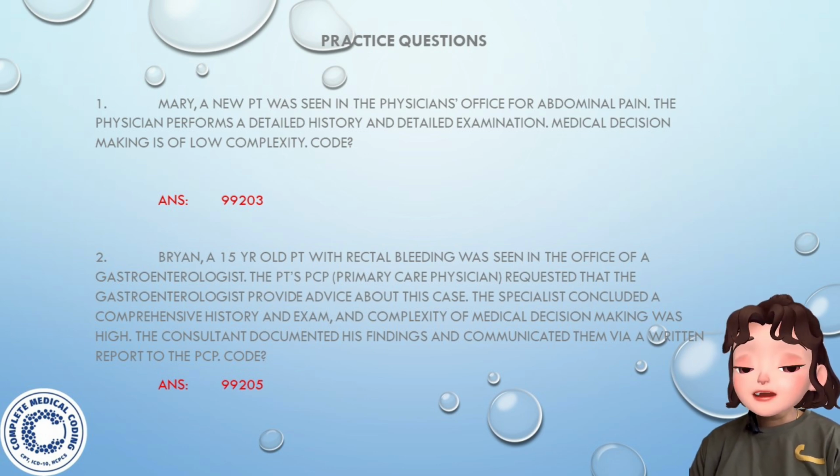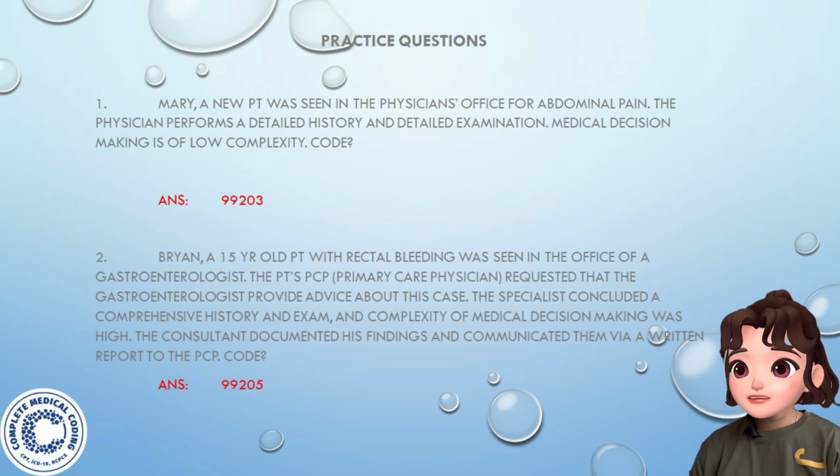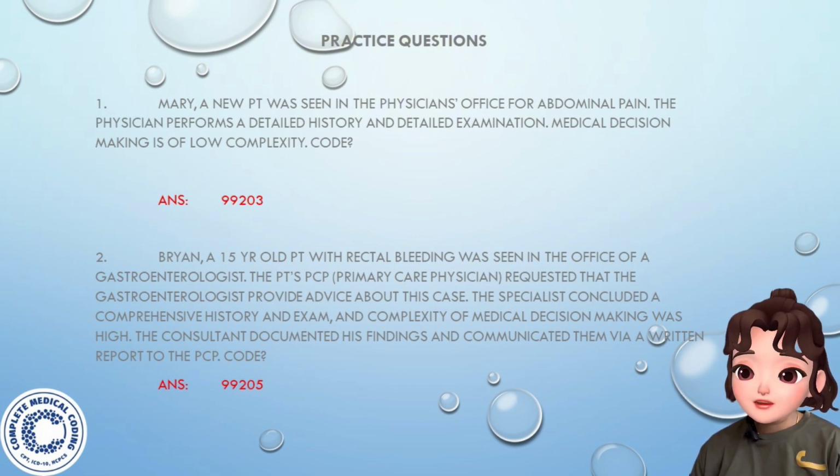Next question. Brian, a 15-year-old patient with rectal bleeding, was seen in the office of a gastroenterologist. The patient's PCP, which represents primary care physician, requested that the gastroenterologist provide advice about this case. The specialist concluded a comprehensive history and examination, and the complexity of medical decision making was high. The consultant documented his findings and communicated them via a written report to the PCP. What will be the code?